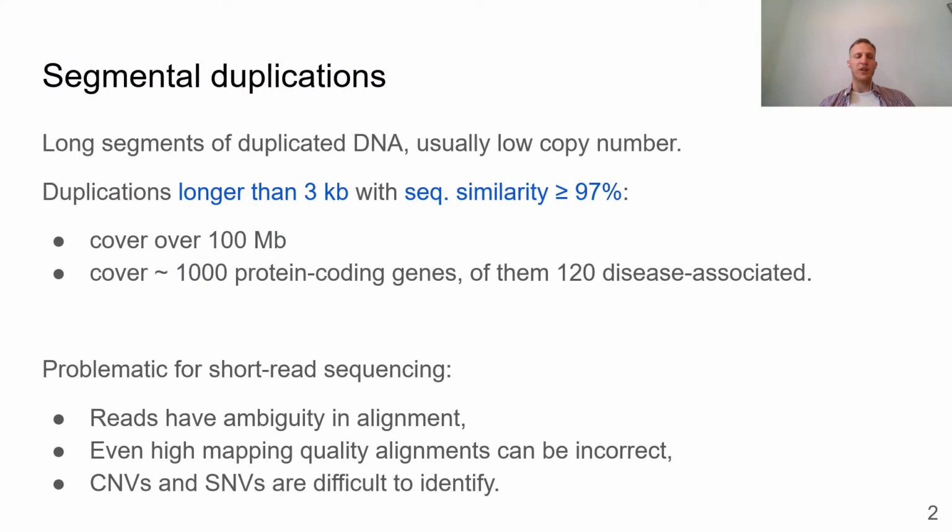The human genome is highly repetitive. It contains long segmental duplications, and the duplications cover a large portion of the human genome and around 1,000 protein coding genes. Segmental duplications are problematic for short read sequencing because read mappers don't have a good idea where to put reads, and this can lead to problems in downstream analysis such as copy number variation detection or single nucleotide variation detection.